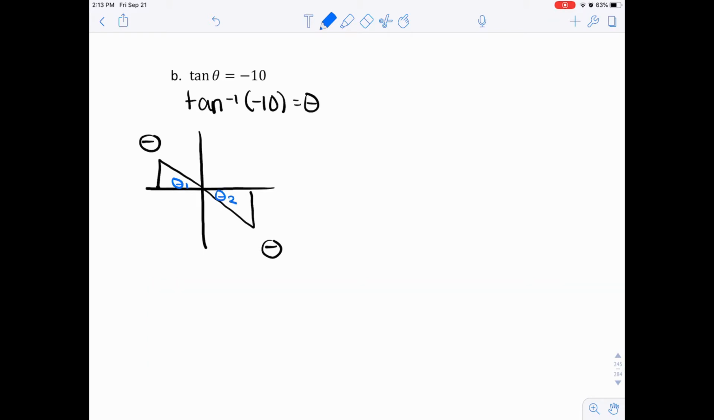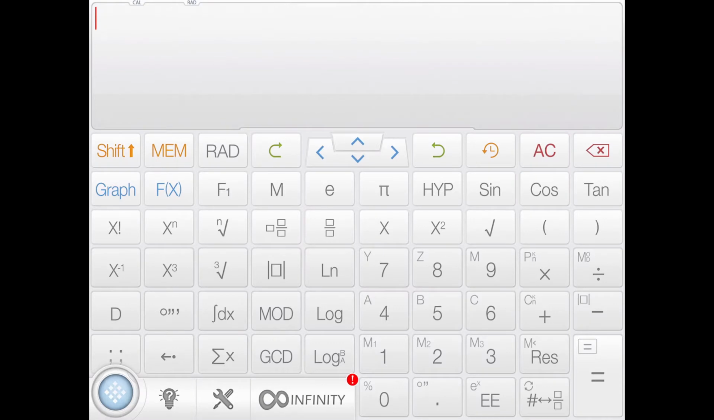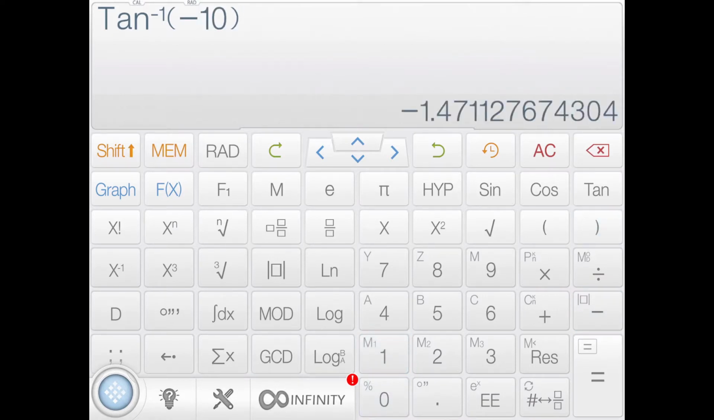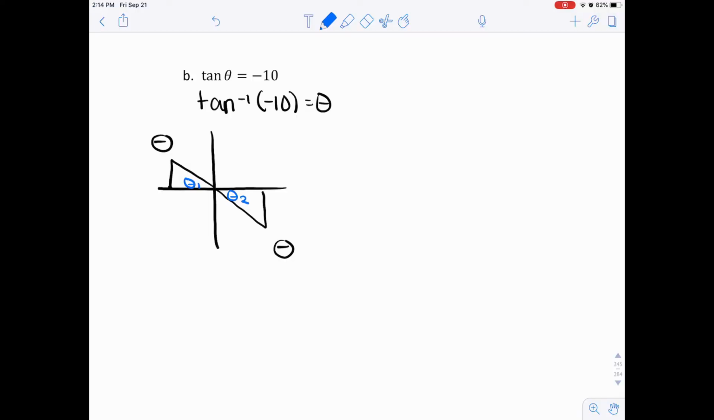And now to find the reference angle, I'll plug this into the calculator. Again, since we're dealing with radians, you want to make sure that your calculator is in radian mode. And plug in tangent inverse of negative 10. So here we actually get a negative value, which means rotating in the clockwise direction.